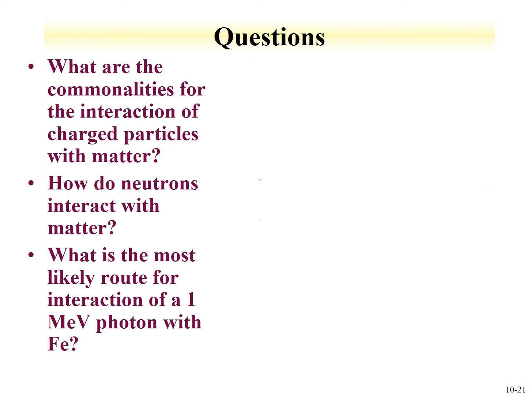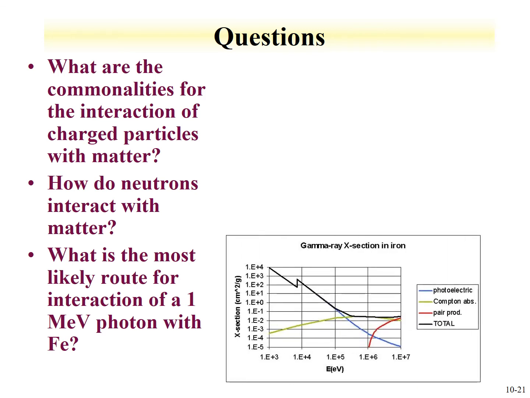Another question you should be able to evaluate: what's the most likely route for the interaction of a 1 MeV photon with iron? You may be given data like this, cross-section as a function of energy for different photon interactions. We know that there's the photoelectric effect, Compton effect, and pair production. Here's the total, the black line; the photoelectric, in blue, is at lower energy. As the energy increases, Compton starts to dominate, and then pair production begins when you have enough energy to make a positron-electron pair, so over 1 MeV.